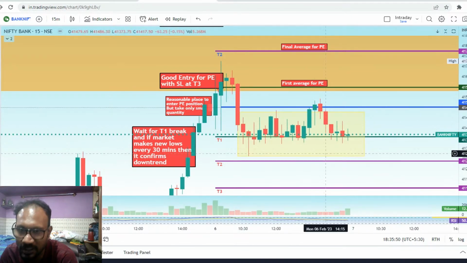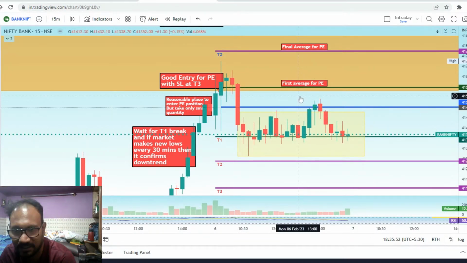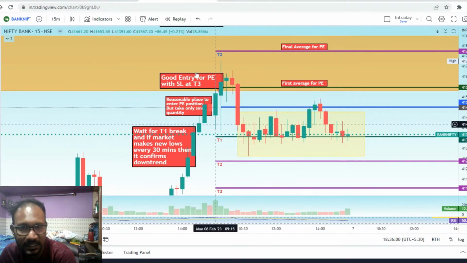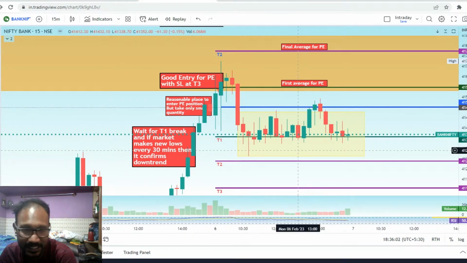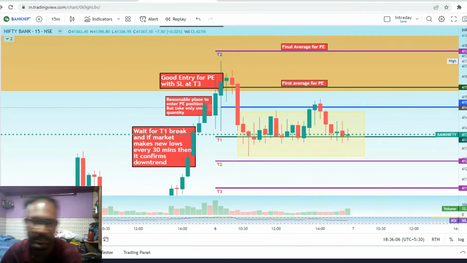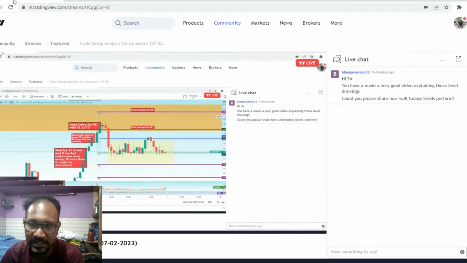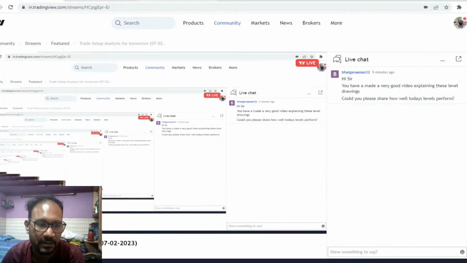When we were able to draw these levels and give live feedback, it gives a lot of reassurance and confidence to trade more carefully, right? So that's how we took advantage of yesterday's levels and played them out today, and really good returns came today, right? So, Bhargav, I hope that answers. Feel free to ask me if you have any further questions.